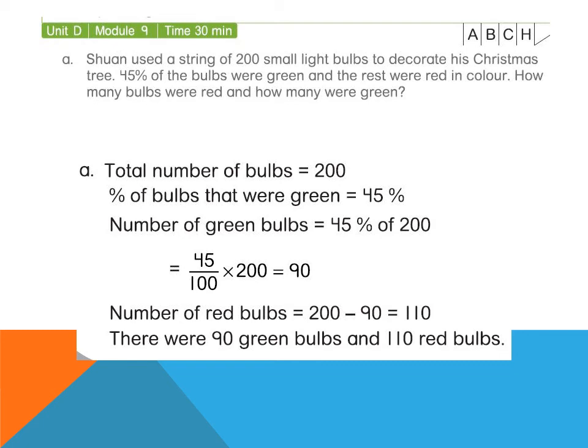Then you will write the concluding sentence. There were 90 green bulbs and 110 red bulbs. Pause the video if you require more time and note down the correct answer.